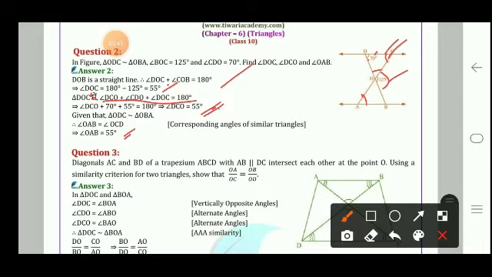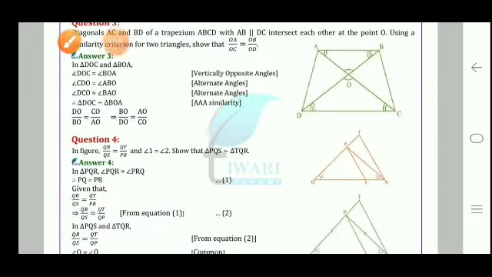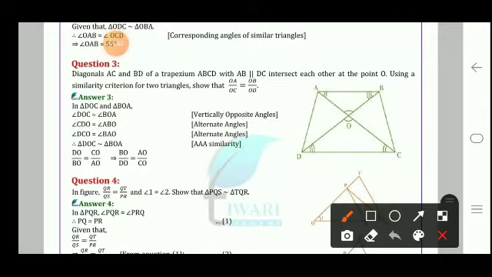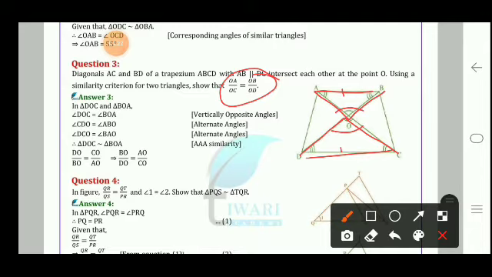Now moving towards question number 3. Diagonals AC and BD of a trapezium ABCD, in which AB is parallel to CD, intersect each other at point O. Now we have to show that OA upon OC is equal to OB upon OD. We'll take triangle DOC and triangle BOA. We can see here that angle DOC is equal to angle BOA, vertically opposite angles. Angle CDO is equal to angle ABO.